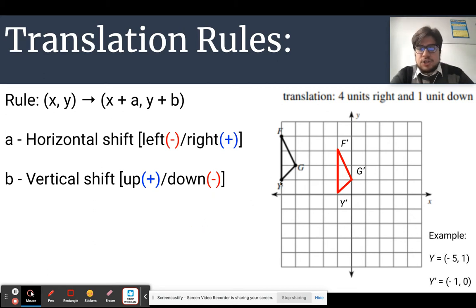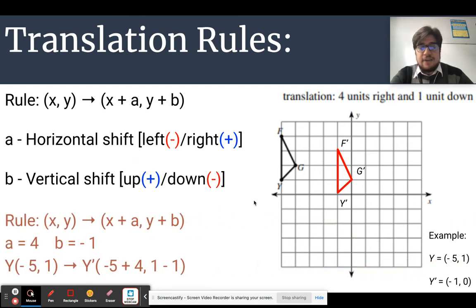So if we looked at the original point y, it was at -5, 1. When we shift this over, notice how now y prime is at -1, 0. And so that's where our rules will apply. So even if we didn't have the graph, we could have used this rule, right? x, y is then translated to x plus a, and then y plus b. And in this case, a is +4, because we're moving to the right 4 units, and b is negative, because we're moving down 1 unit. Okay, so we would look at it like this.